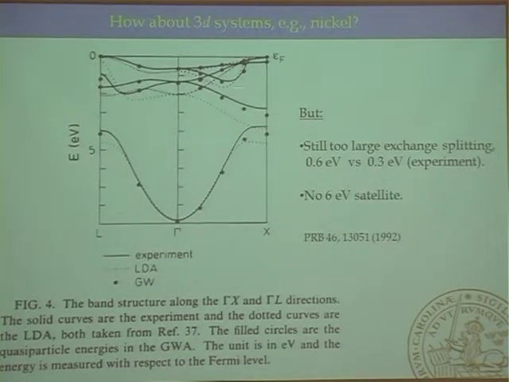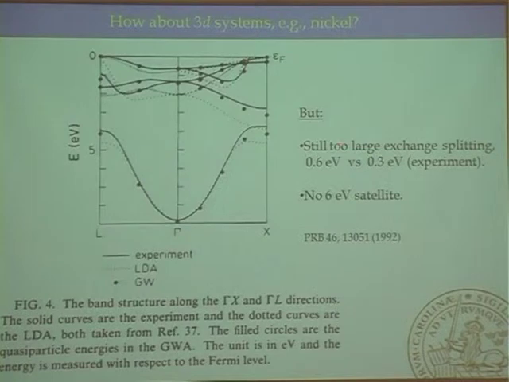We have done the same calculations for nickel. This is one of the 3D transition metals. It's a very old calculation. And we look at the quasi-particle band structure, in comparison with experiment. So the experiment is the solid line, LDA is the dashed line, and the GW is the dotted. So you can see that LDA overestimates the bandwidth. And here, the GW quasi-particle energy is actually quite good in comparison with experiment. So even for the 3D systems, but we start seeing some problems.